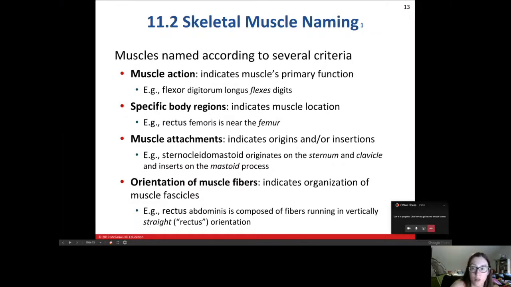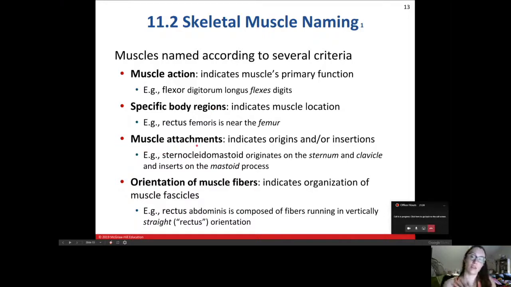So a couple of things. Your muscles can be named by the muscle action that indicates the muscle's primary function. So for example, the flexor digitorum longus flexes the digits, right? So flexor and digits. Some of them are named for the body region. So the rectus femoris is near the femur, right? Femoris, femur.